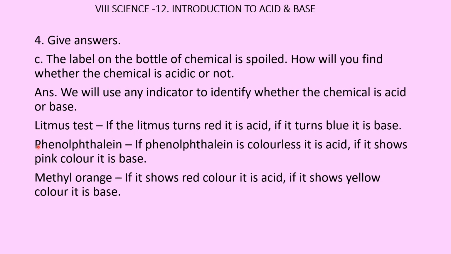Litmus test, we can check it with the litmus paper. If the litmus turns red, it is acid. If it turns blue, it is base. Another indicator which we can use is phenolphthalein. If phenolphthalein is colorless, it is acid. If it shows pink color, it is base. Methyl orange, if it shows red color, it is acid. If it shows yellow color, it is base. So with the help of indicators, children, we can find out whether the chemical is acid or not.